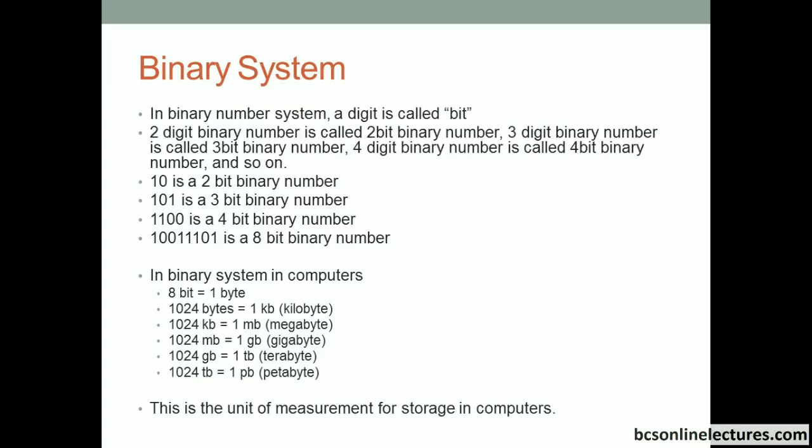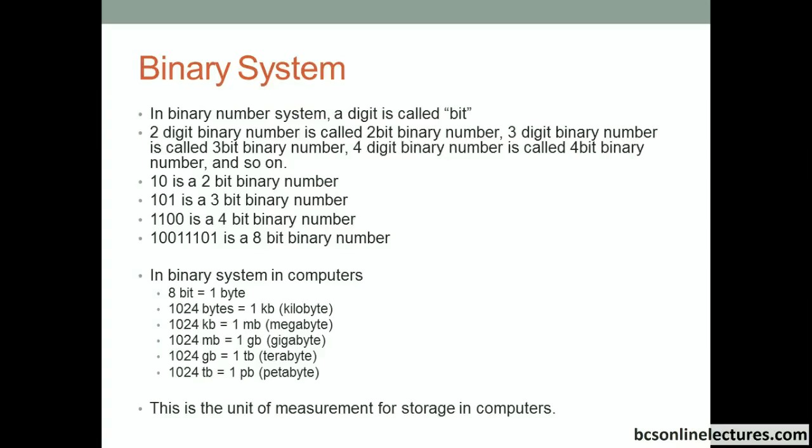Storage means how many binary numbers can be stored in this particular unit. 1 byte means we can store 8 bits of data, right? 1 kilobyte means we can store 1024 bytes of data. To convert this, we need to multiply 1024 by 8, then we can get how many bits are in 1 kilobyte. How many binary numbers we can store.